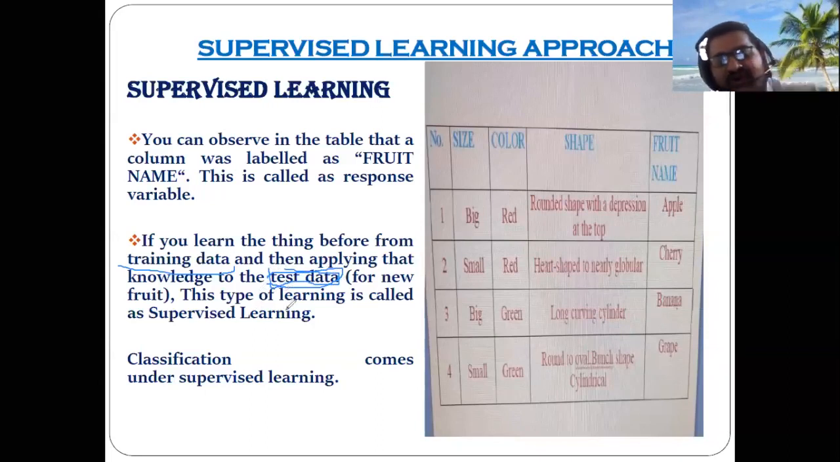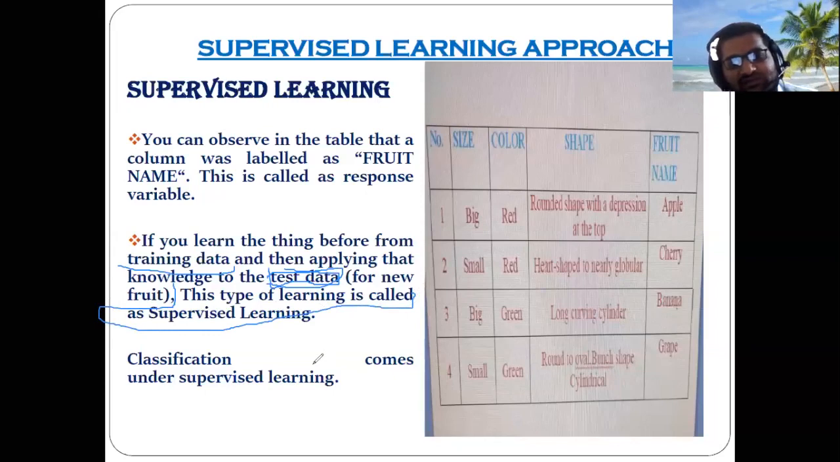test data. The things which are already known, that is considered as the training data, and the new things come in front of you, and if you apply your previous knowledge on that new thing, that new thing is called which kind of data? Test data. Understood? And this kind of learning is called what? Supervised learning. Got the point? This kind of learning is called what? Supervised learning. Got the concept? Yes, sir.